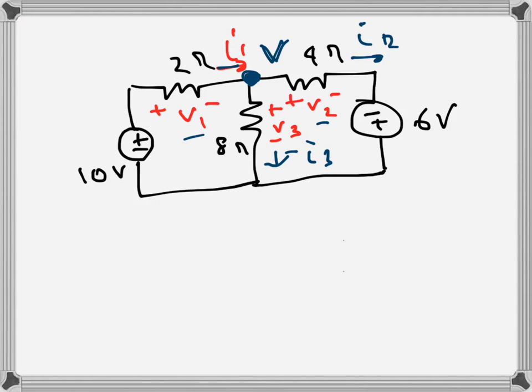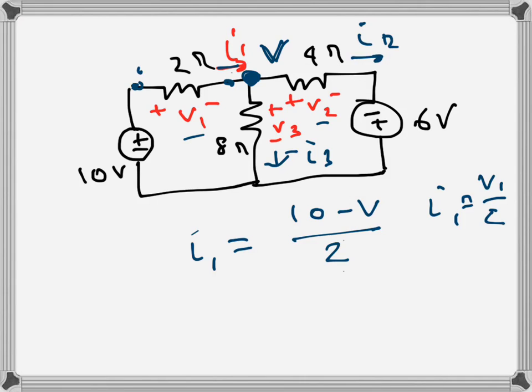So if we want to write I1 in terms of V, I1 will be (10 minus V) over 2 from Ohm's law, because the voltage at this point of the resistance is 10 volts and at this point is V volts. So since the current is going from 10 to V, the voltage drop across the resistance, which is V1, will be 10 minus V, and divided by resistance it will give us the current. So I1 is actually V1 over 2 and V1 is 10 minus V.